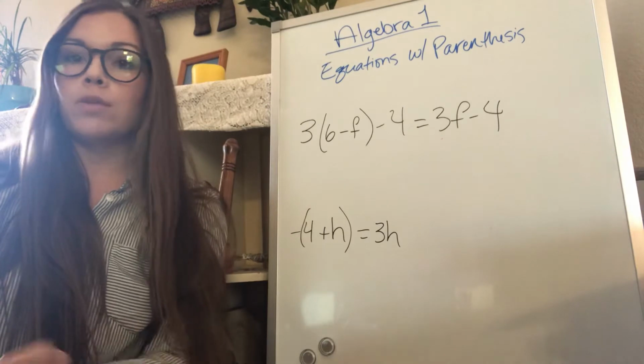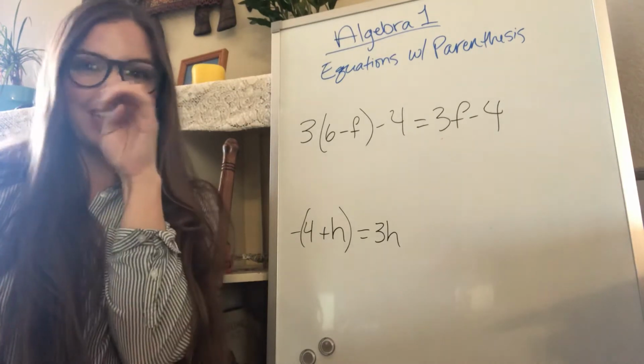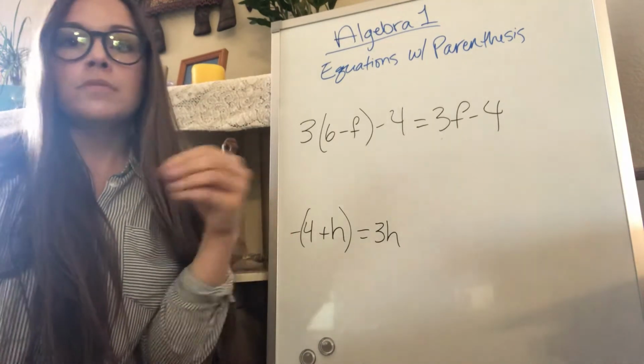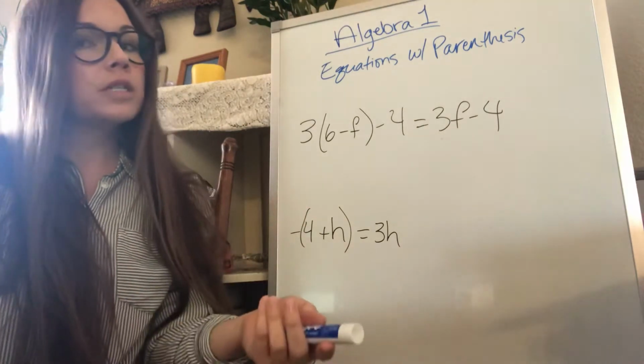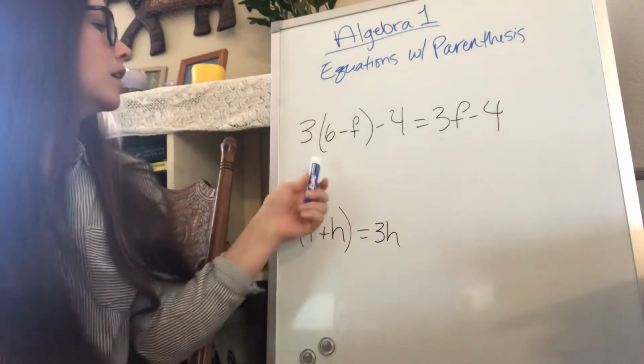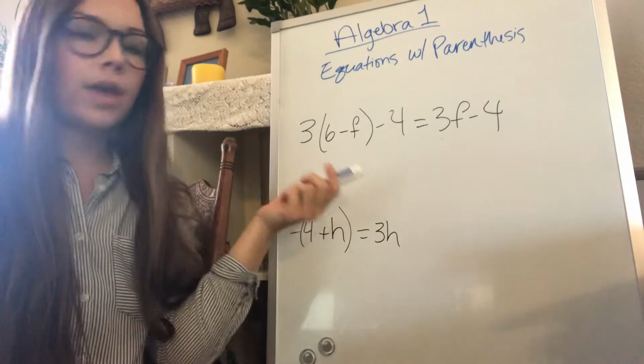We're going to keep going with our equations with variables on both sides. Today though we're going to add parentheses and talk a little bit about what that means. So basically whenever you see parentheses, you're probably distributing, okay?